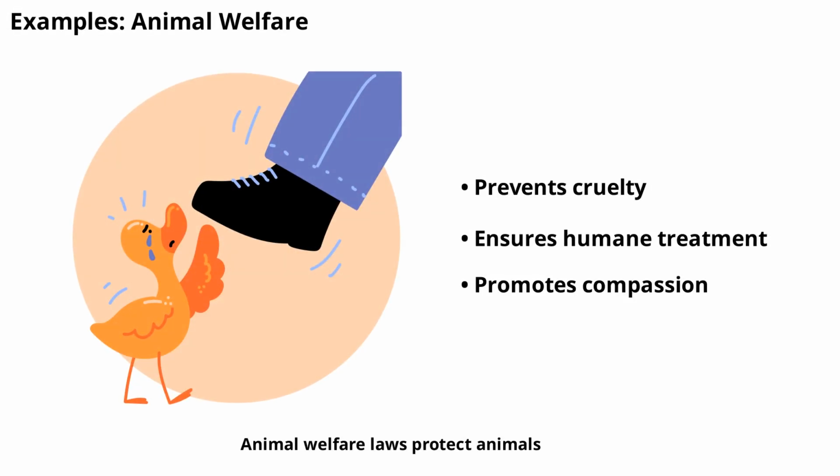Animal welfare laws protect animals from cruelty and ensure humane treatment. These rules set standards for care, housing, and transport of animals. By enforcing animal welfare laws, governments promote compassion and ethical responsibility.